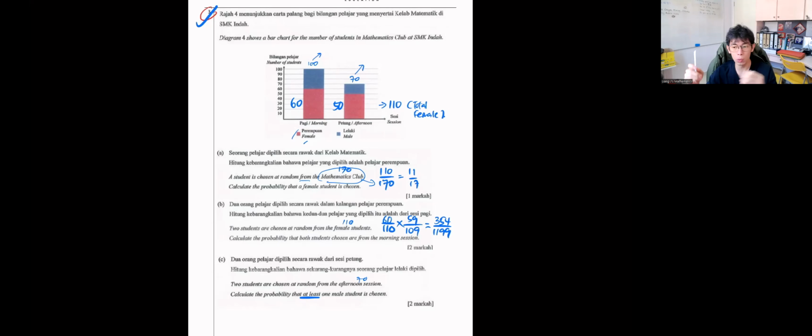At least one, it will be male, female, or maybe female, male, right? Yes, you're right. Okay. But then, don't you think we can do a shortcut like this?